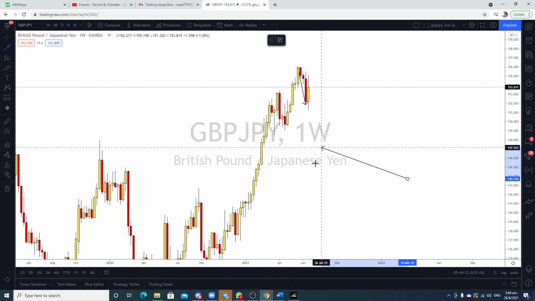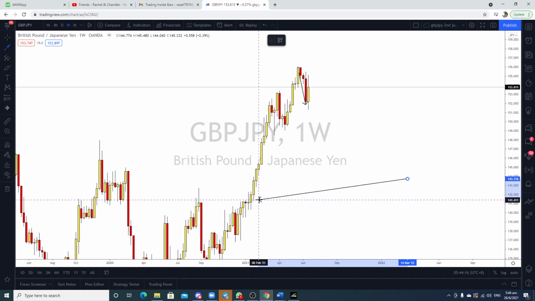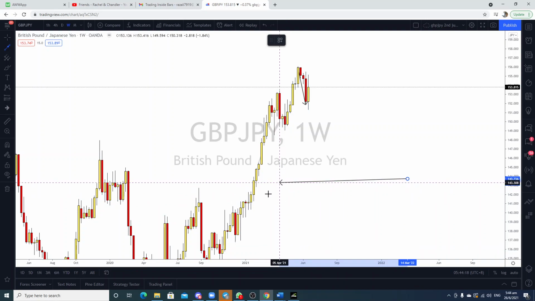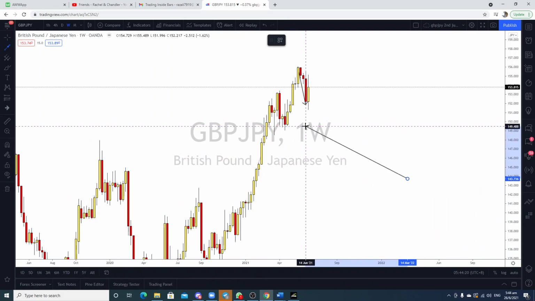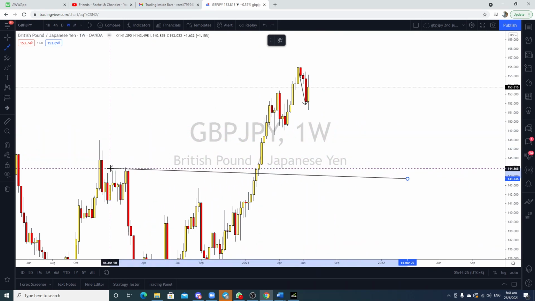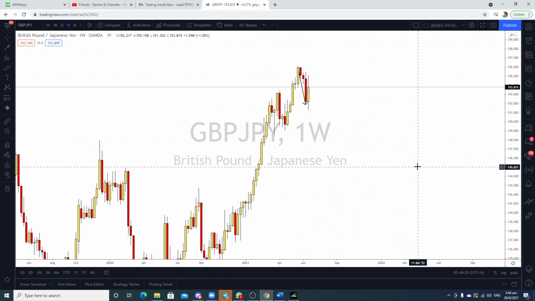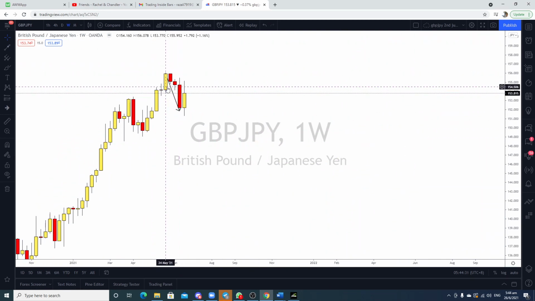If it goes around here, I think it will take a couple of weeks to even get here. But a more realistic approach is actually around this level here, at this previous resistance which has been broken. That would be the most realistic one. So we know that there's an inside bar breakout here, and this inside bar breakout indicates direction.